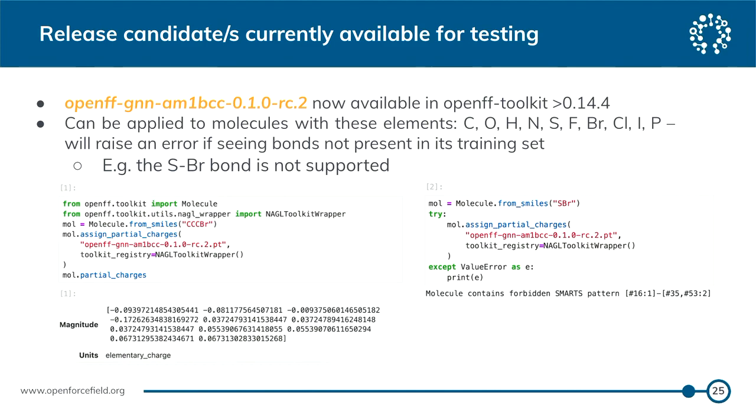There's just one caveat, where we've put in safeguards in the toolkit. So if you try and assign charges to a molecule with a bond type that's not well represented in the training set, it will raise an error, and it will tell you which part of it is raising an error. Obviously, you might want to bypass this. So if you really want to assign charges to your funky molecule, you can call the charge model from OpenFF NAGL directly, although of course we can't really say much about the quality of the charges you'll get.